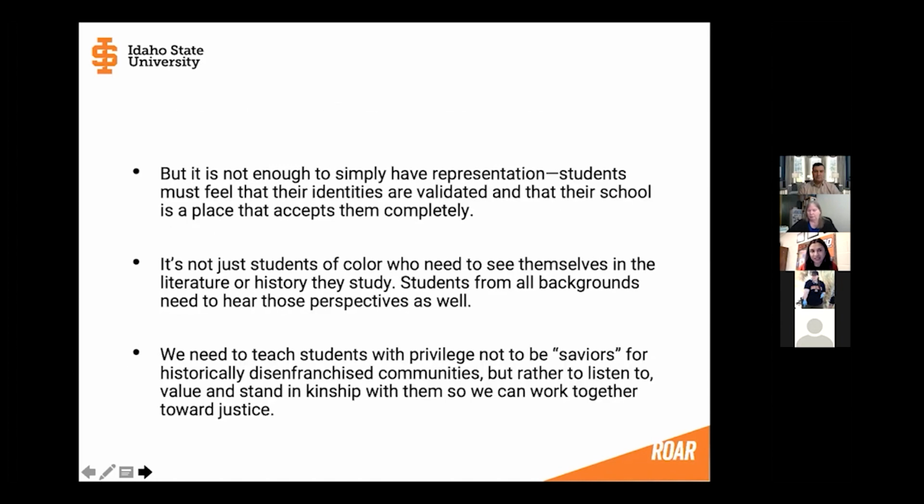honored in our studies. But we know that it's not enough to simply have representation. Students must feel that their identities are validated and their school is a place that completely accepts them. And we need to really realize often we have a charity approach about teaching diversity or anti-racism education. And we need to realize that it's not just for students of color to see themselves in the literature or the history that they study, that students from all backgrounds need to hear those perspectives as well.